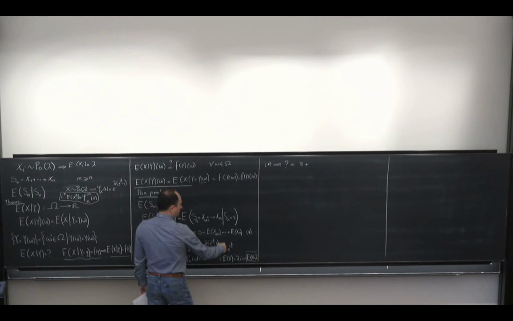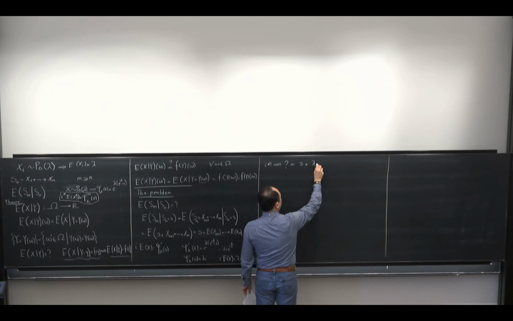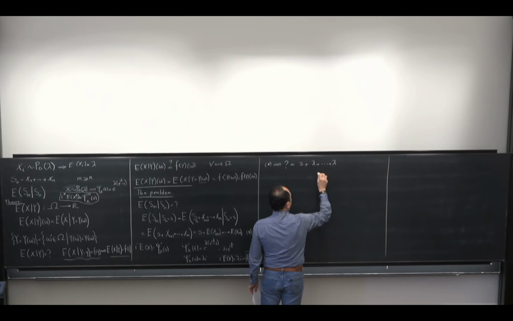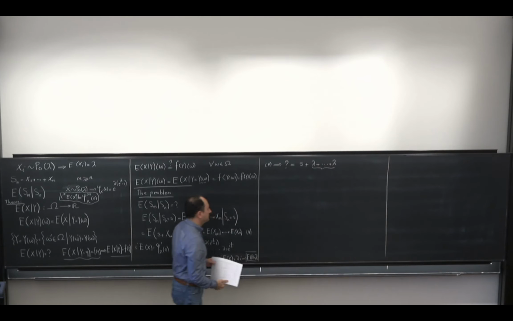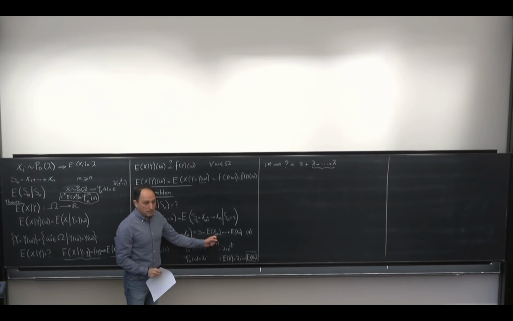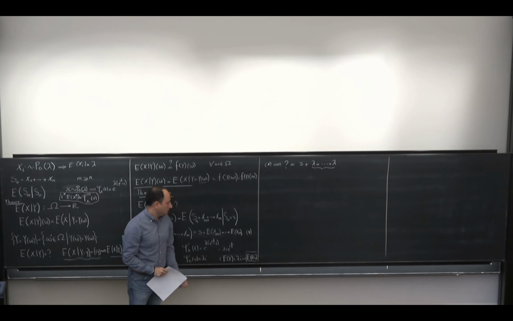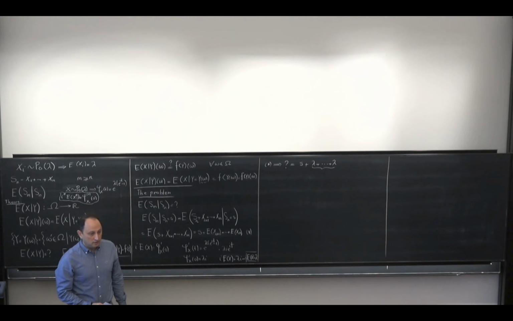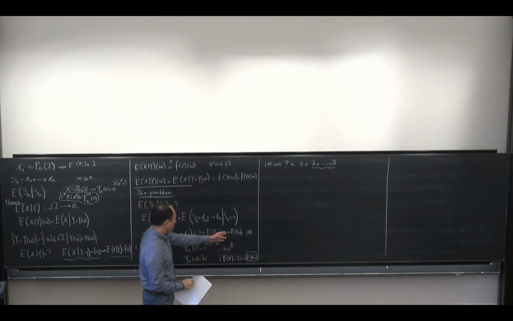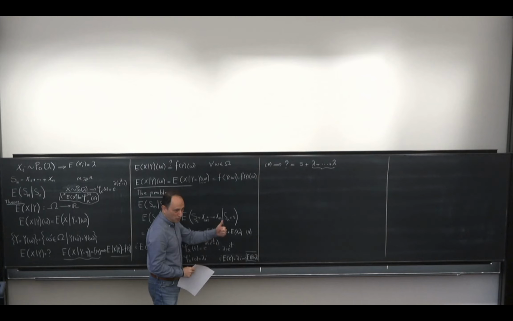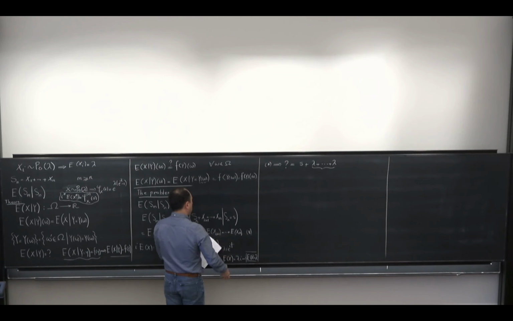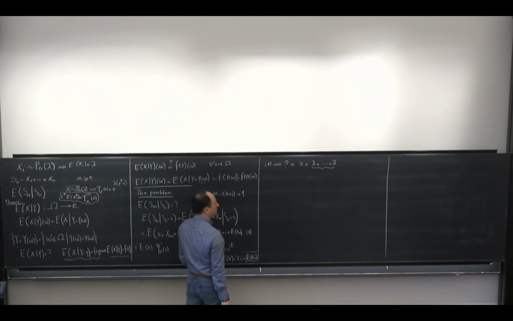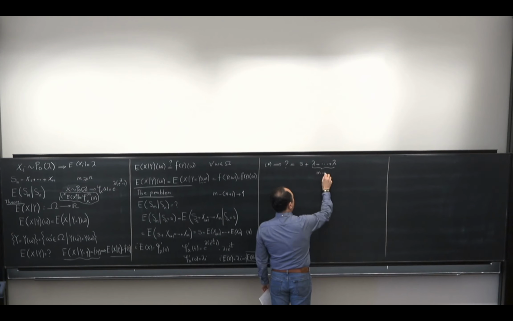But how many of them are there? So it becomes lambda plus lambda. But how many of them are there? The lowest index is n plus 1. The highest index is m. So how many of them are there? m minus n. Yes? The last one minus the first one plus 1. This is the number of terms. So it becomes m minus n factors.